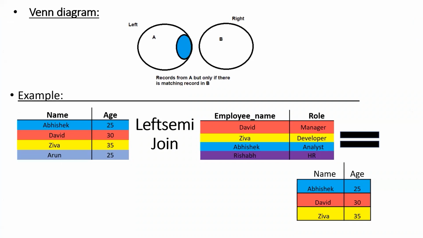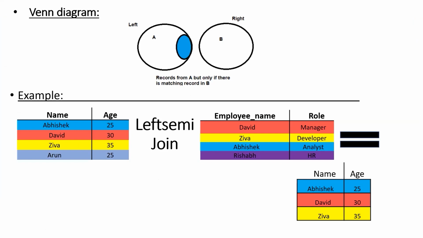From Venn diagram, we get to know that after applying left semi join in two data frames, we will be getting records from A, but only if there is a matching record in B. From the example, we can see that here we have Abhishek, David, Ziva, and Arun. And in the final table, we are getting Abhishek, David, and Ziva, and it is showing only the first data frame values.